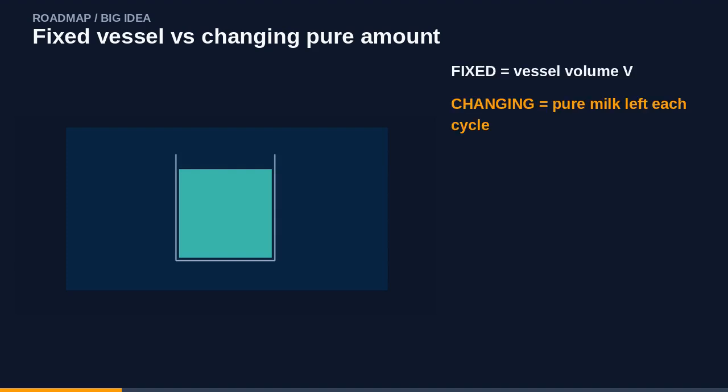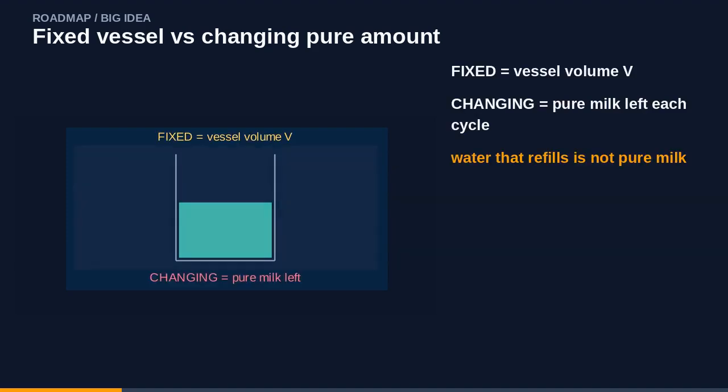Before calculating, separate what stays fixed from what changes. Vessel volume V is fixed. The pure milk left changes every cycle, and that decides whether you multiply by a retention factor or wrongly subtract liters of pure milk.